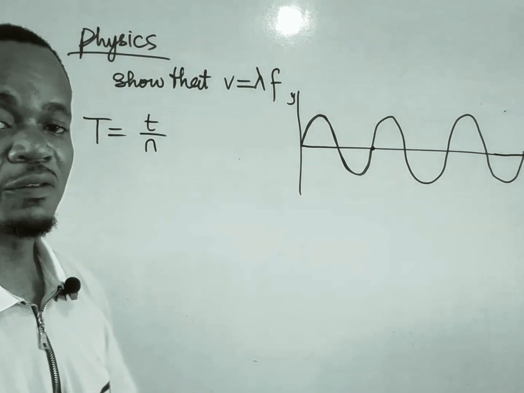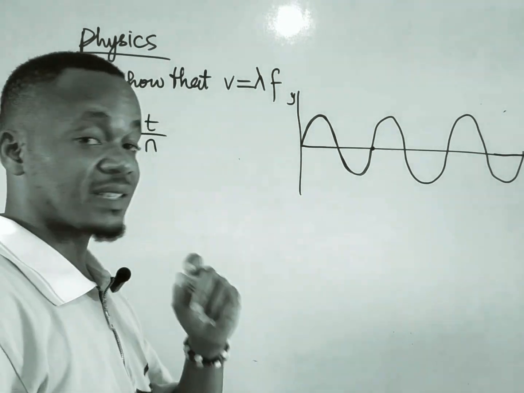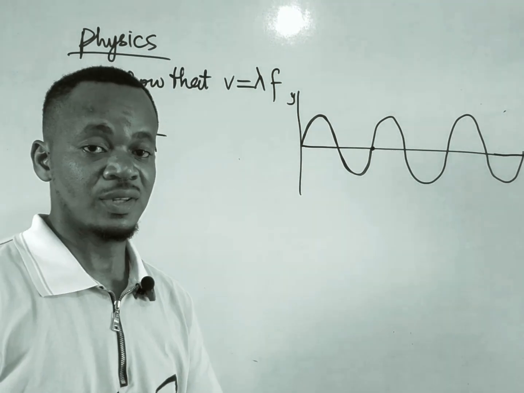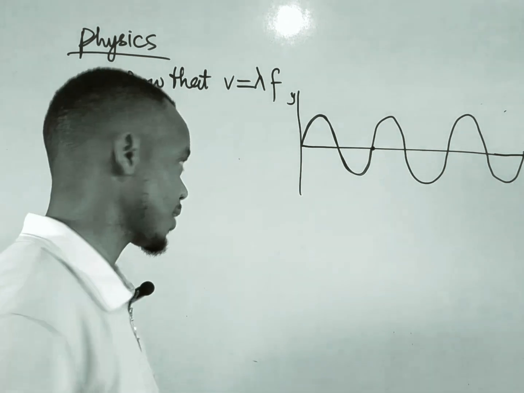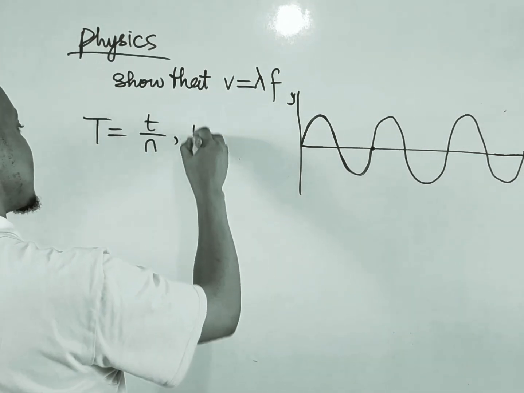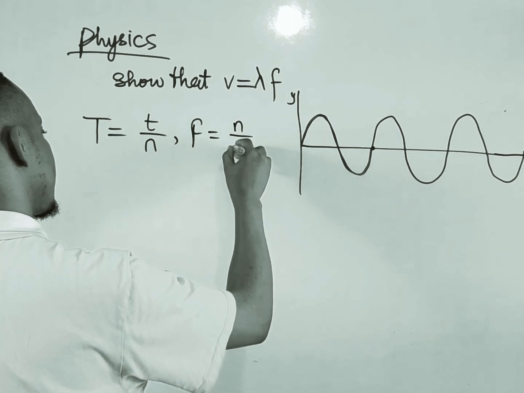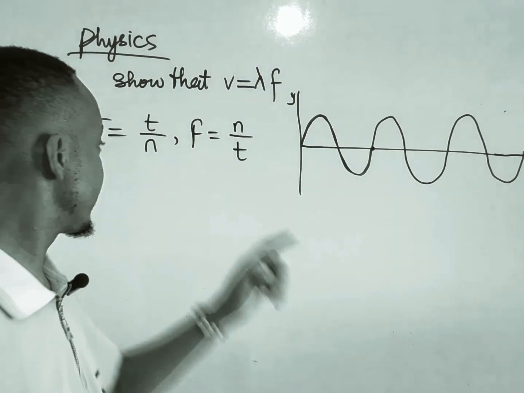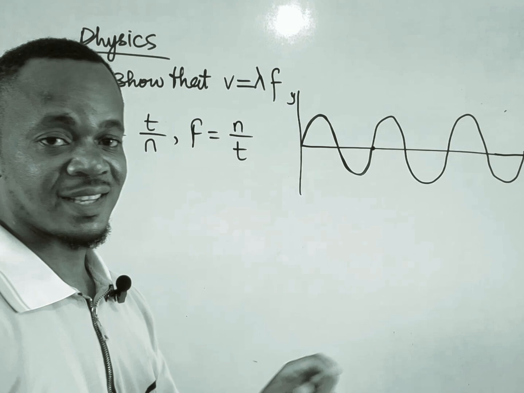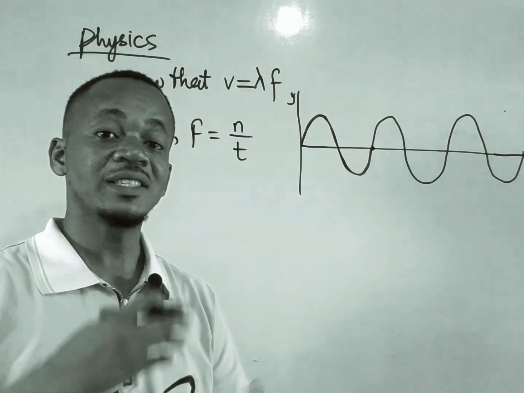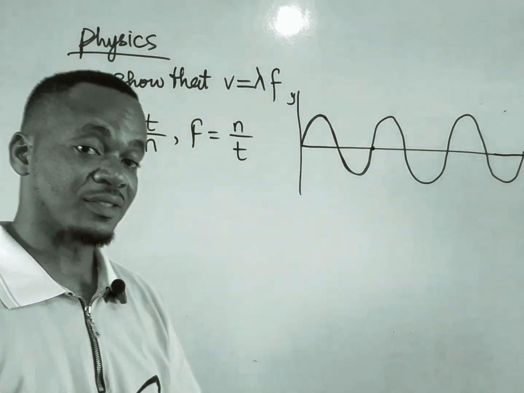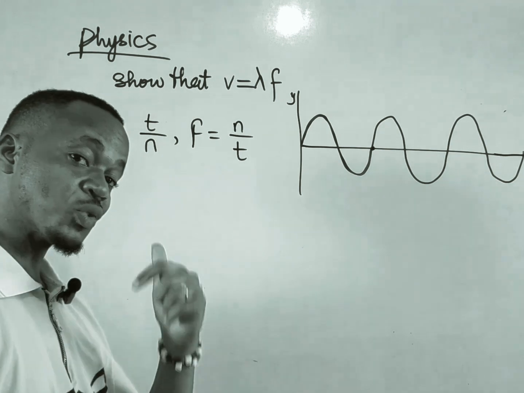Now the formula for frequency. Frequency is the number of oscillations per second. Number of what? Oscillations per second. Now see that period and frequency have the same parameters, only that one is up and the other is down. So I will express frequency to look like period.